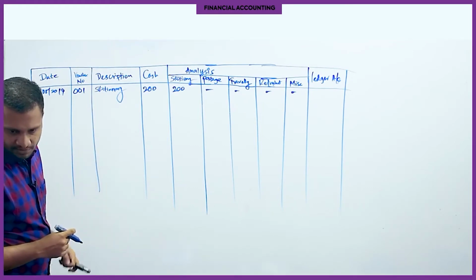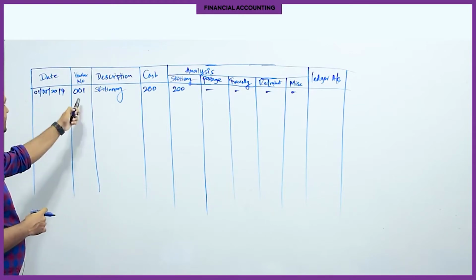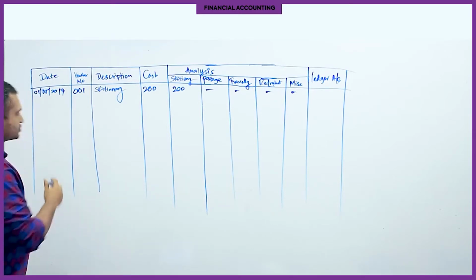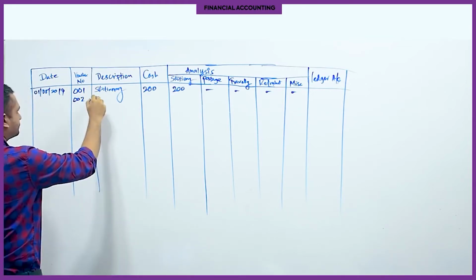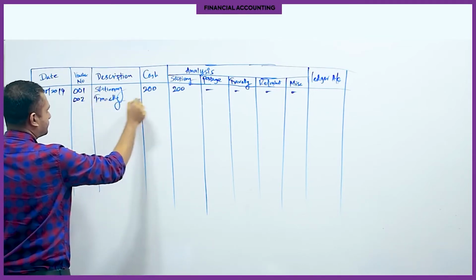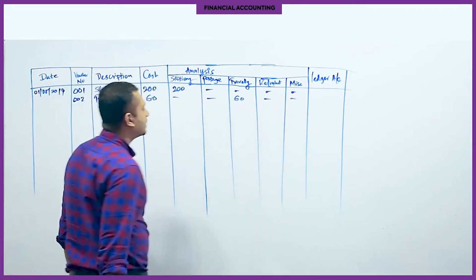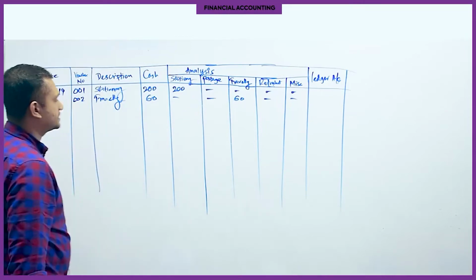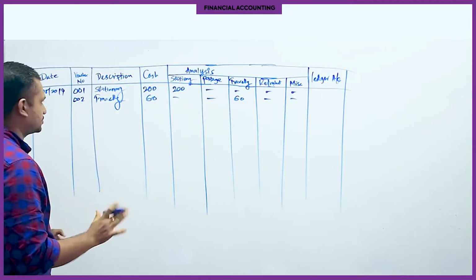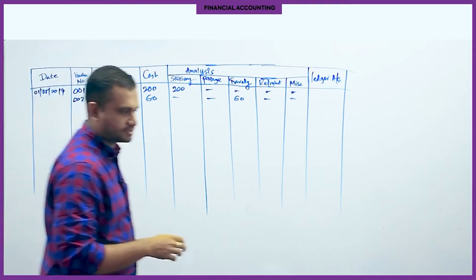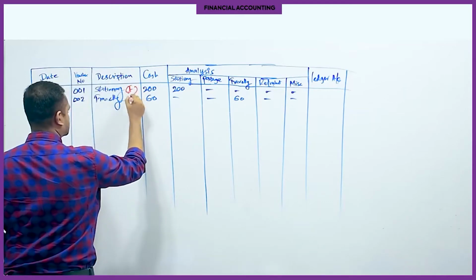If you go to the next one, it is travelling. I am not going to write the date, you can easily write it. The voucher number is 002 and it is travelling, 60. We know that it is travelling, so it will not go to a ledger account. It is simply an expense. So these two are small expenses.